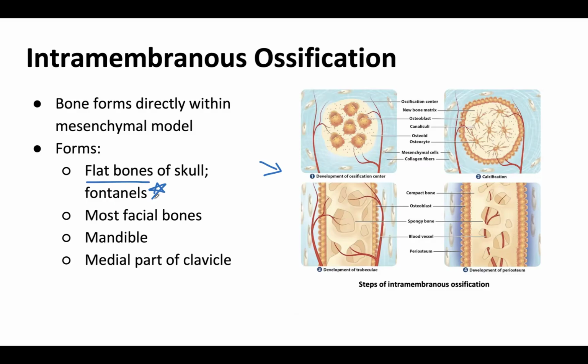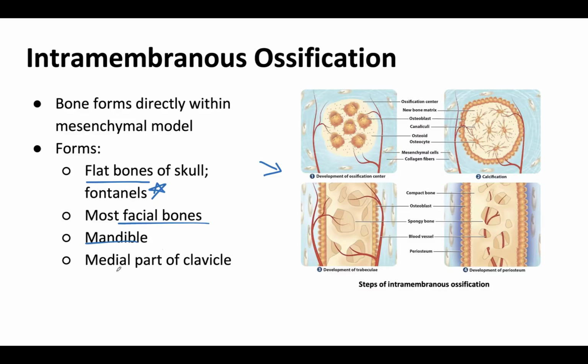Other bones are going to form through intramembranous ossification. These include most of the facial bones, as well as the mandible or that lower jaw. And then lastly, you're going to have that medial part of the clavicle. So the clavicle is unique in the fact that a portion of it is going to form through intramembranous and the other portion through endochondral.